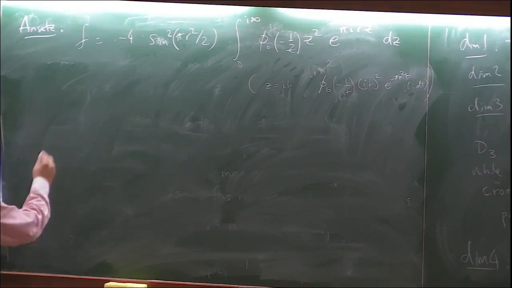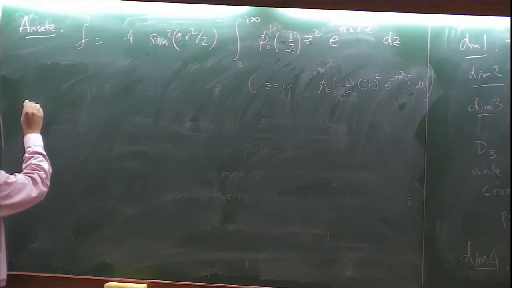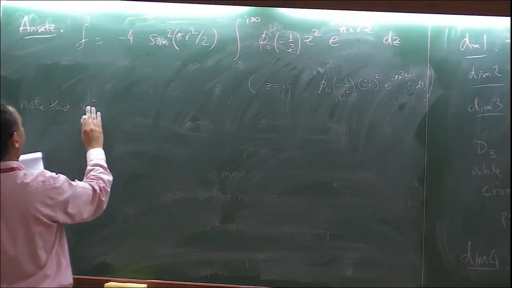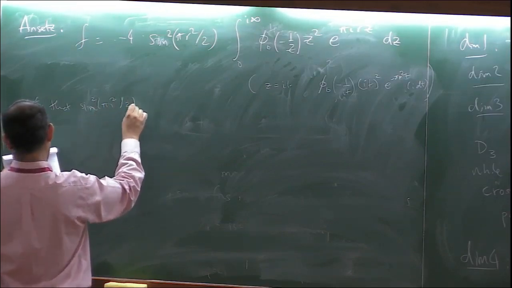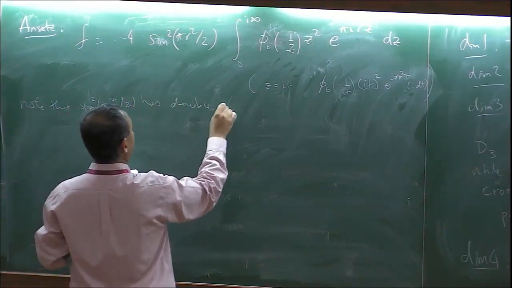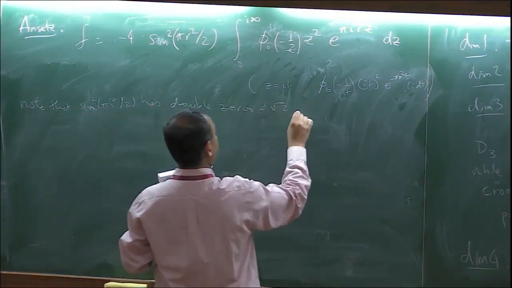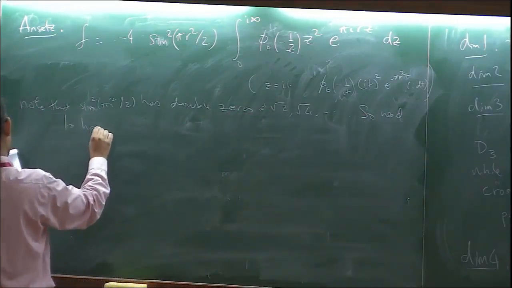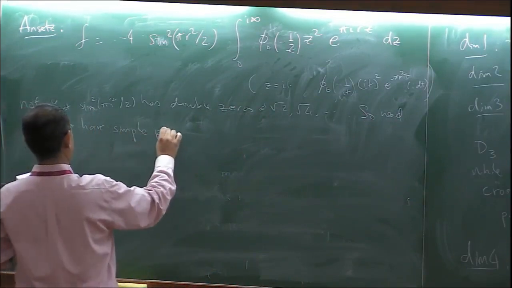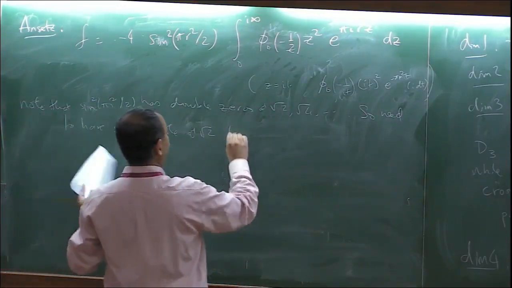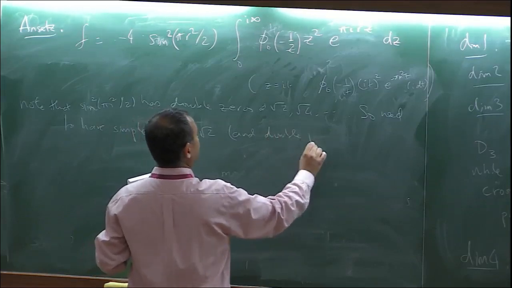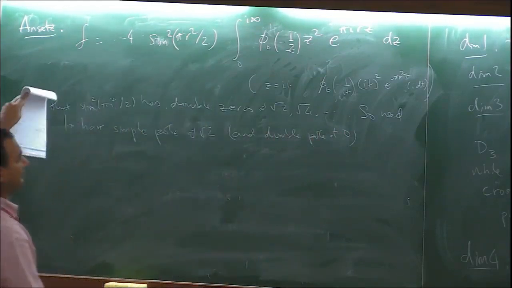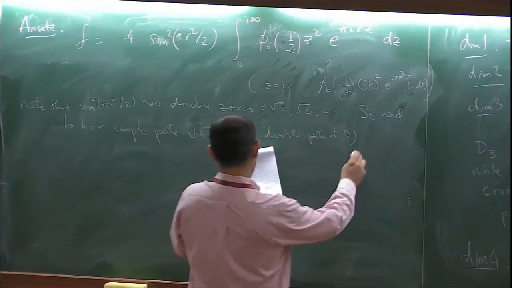All right, so let me just note that. So what have we deduced so far? Note that sine squared of pi r squared over 2 has double zeros at square root 2, square root 4, and so on. So we need to have a simple pole at square root of 2, and, sort of, a double pole at 0, so to speak. I mean, the way we're going to define it is by analytic continuation, so we don't really need to worry about a double pole at 0.